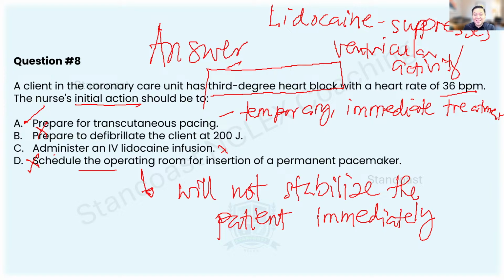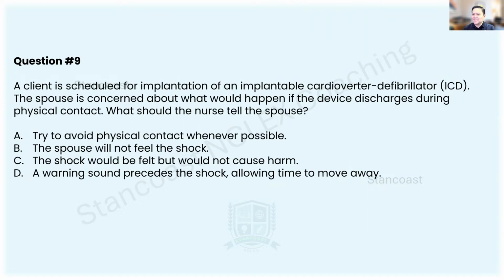Okay, and then after that, when the patient's heart block has been addressed, then we're going to have to plan into scheduling the operating room for the insertion of the permanent pacemaker. Okay, so what we're looking for here are those interventions or that intervention that will be needed to prevent life-threatening complication. Now, number 9, a client is scheduled for implantation of an implantable cardioverter defibrillator.